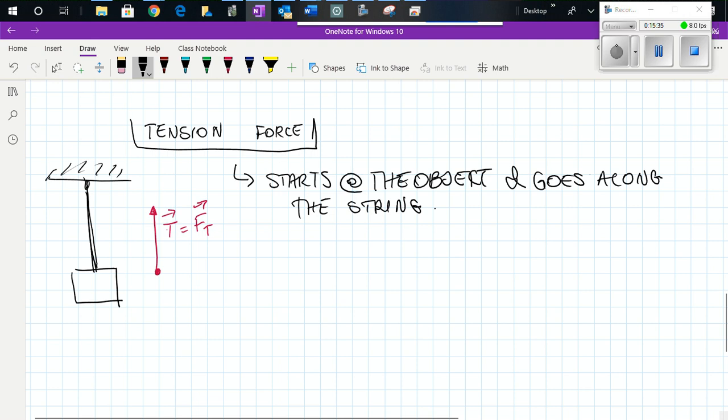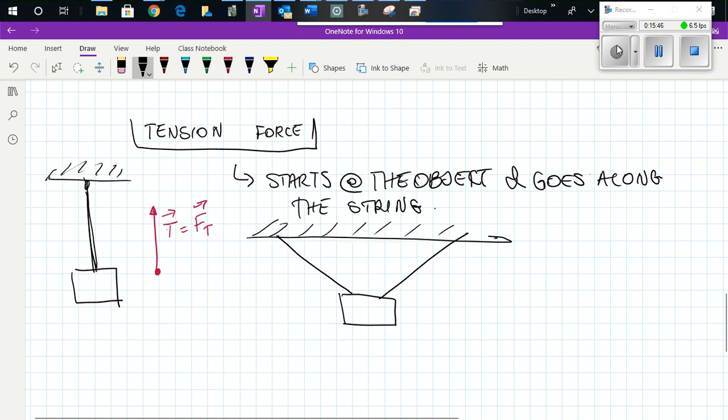However, if you have something like this, an object is here, and the object is tied with two strings, then you will have two tensions, one that goes like this, and the other one that goes like this. Each starts from the object and goes along the string.